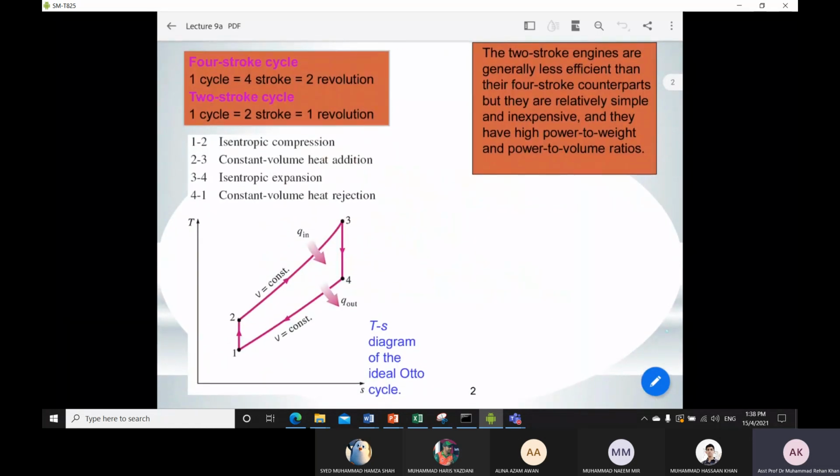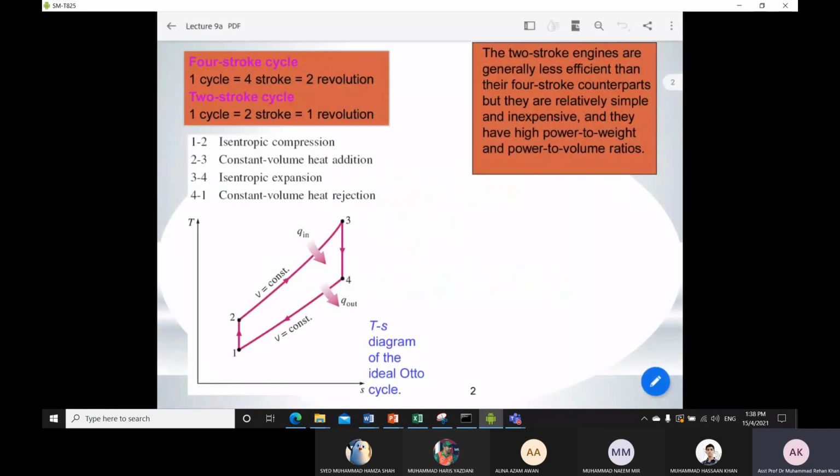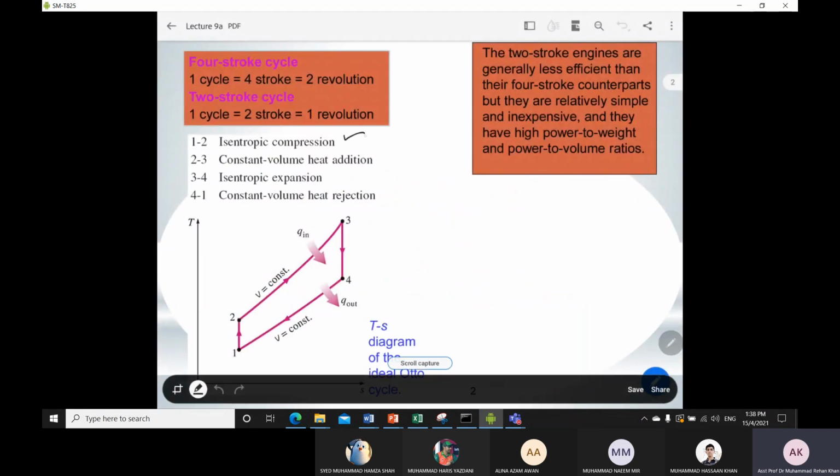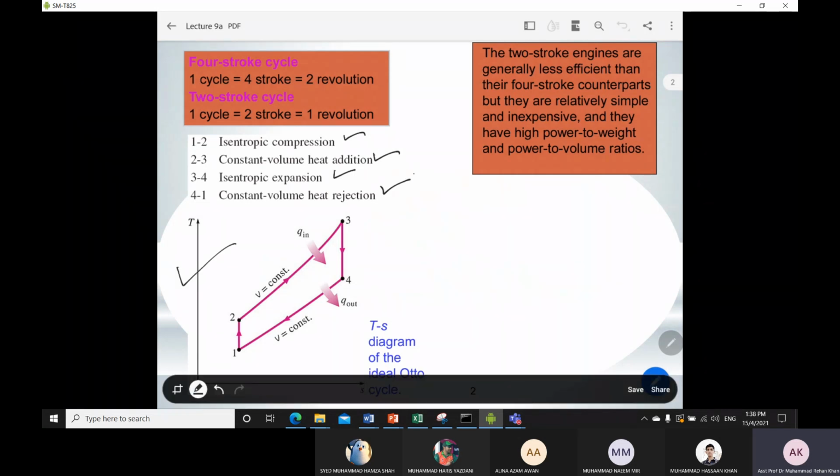It will be just a quick review for you: in your Otto cycle, there will be four processes. There will be isentropic compression, constant volume heat addition, isentropic expansion, and constant volume heat rejection. And this is your TS diagram, and I hope you can easily draw this diagram without any issue.